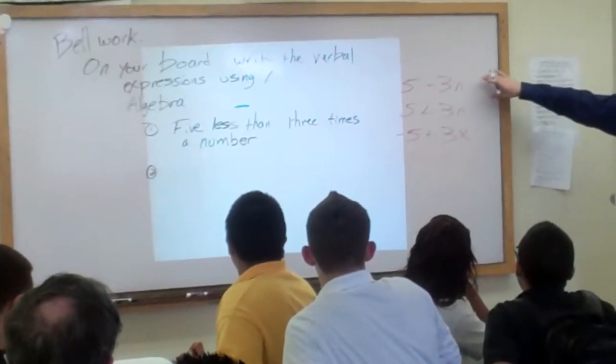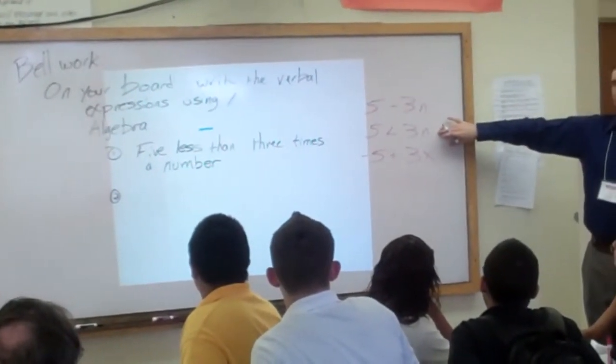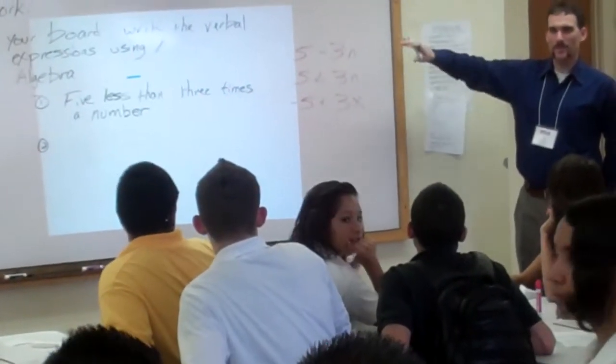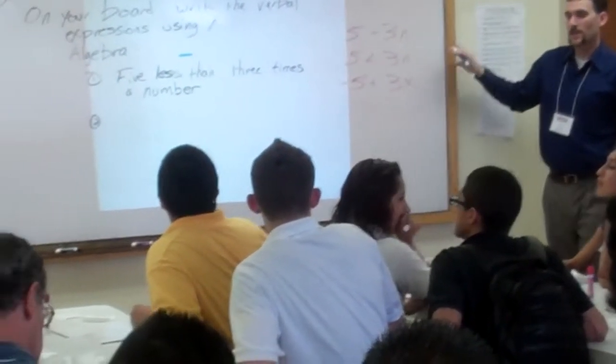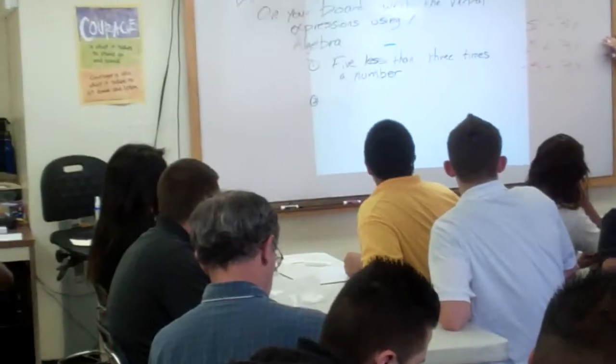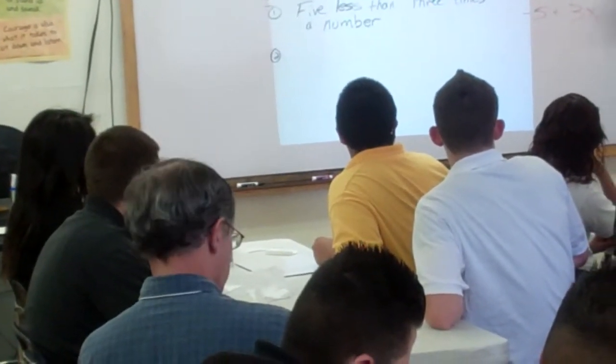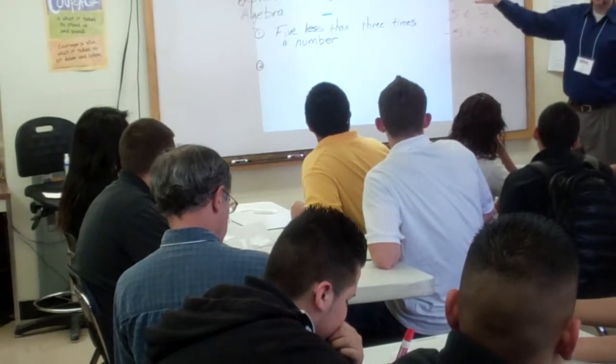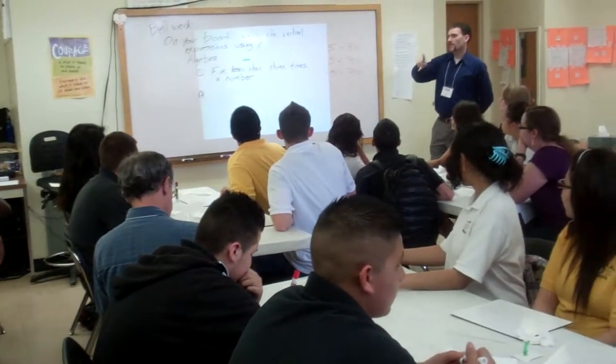All right. Who would like to explain number 2? Someone different, you got the other first one. Who would like to explain why? Why not? 5 is less than 3 or 3 times n. Okay, so what symbol is this again? Yeah, it's the less than symbol. So say it one more time.